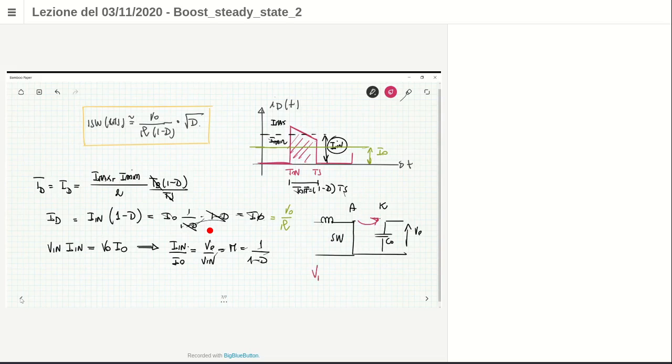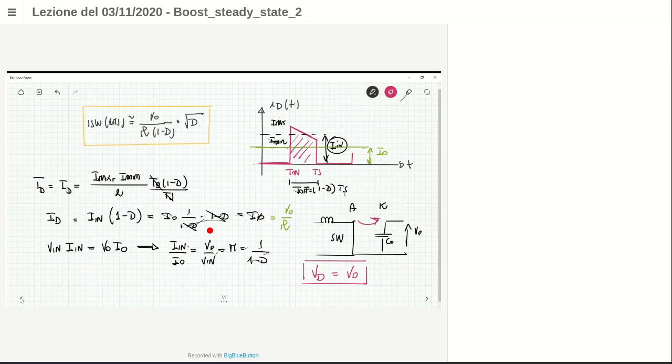So the reverse voltage on the diode is the same as the output voltage. So you have to buy a diode that has a breakdown voltage which is larger than the output voltage.